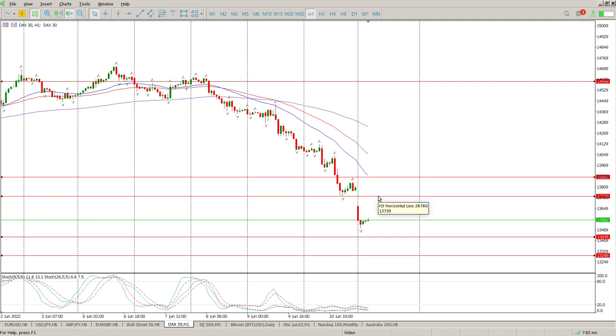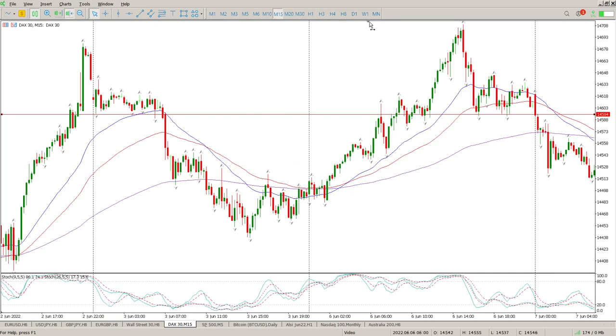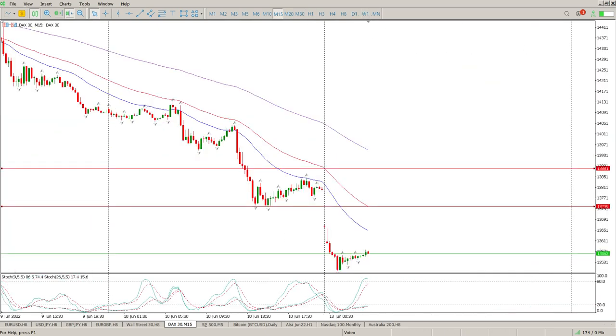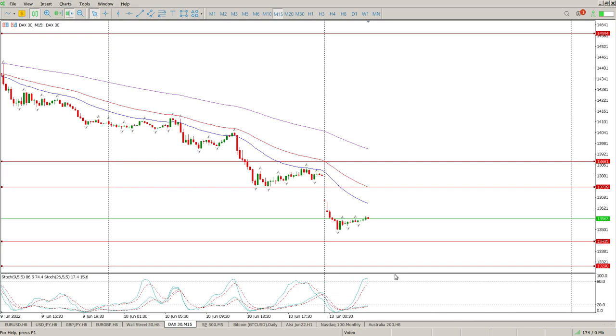13,739 to 13,881. That's what I'm looking for, a move back up into this area for an opportunity to short. What may happen is we may just open up and then continue. And if you look at the 15-minute oscillators, that's exactly what is implying it's going to happen. So there are a couple of ways of playing it.